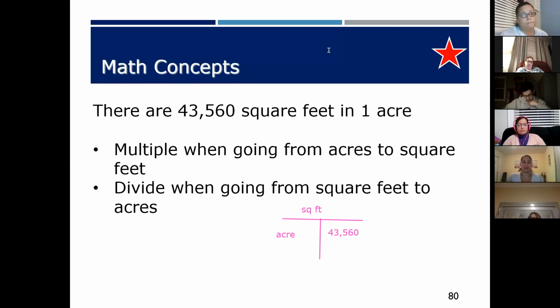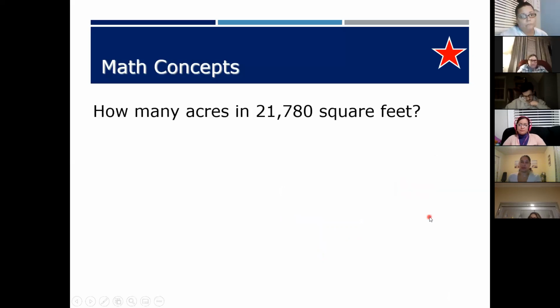Okay, so let's look at a couple examples. How many acres are in 21,780 square feet? I'll give you just a second to think about that. If you want to share your answer with me, please make sure you do so in a private chat. I don't want you giving the answer away to everybody.